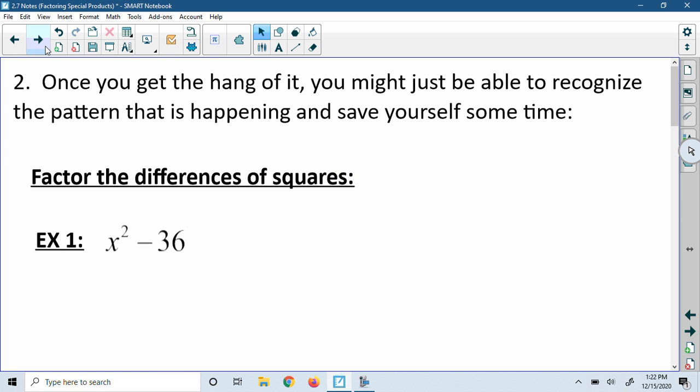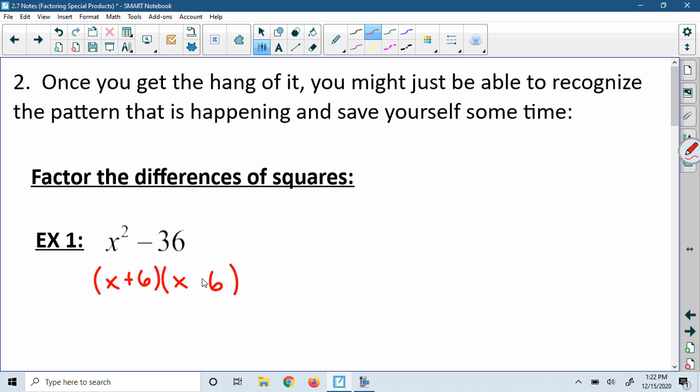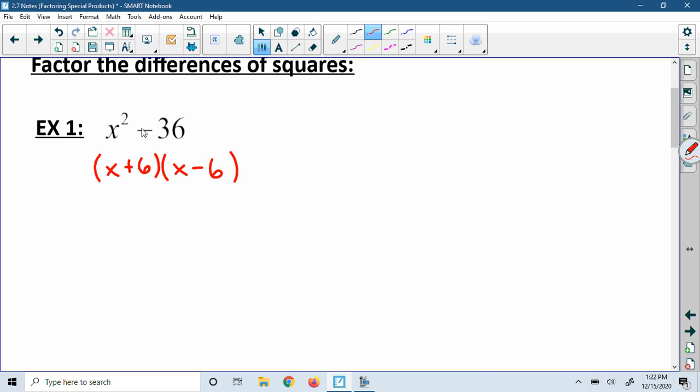On that note, number 2, once you start getting the hang of it, you might just be able to recognize the pattern that's happening and save yourself some time. So let's try to factor these just using the difference of squares pattern. Square root of x squared is x. Square root of 36 is 6. One's got to be a plus, one's got to be a minus. And remember, if you're ever doubtful, you could always check yourself by FOILing it out, making sure you really got back to the original expression there.